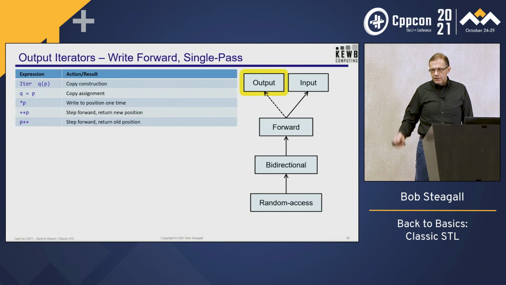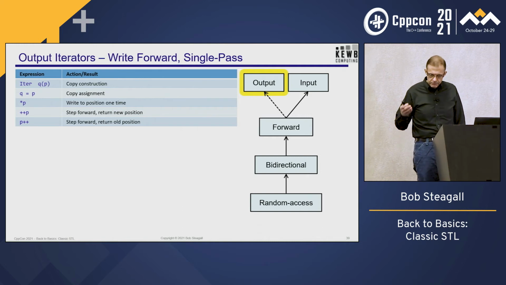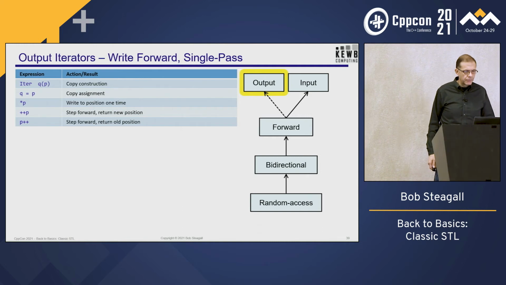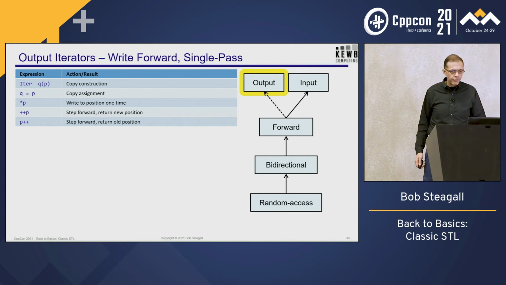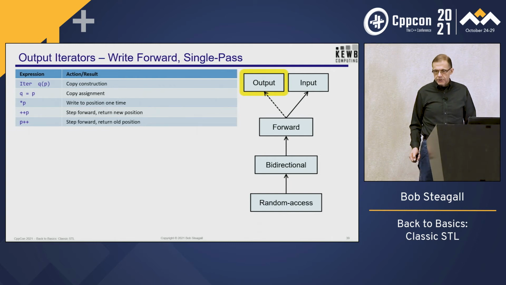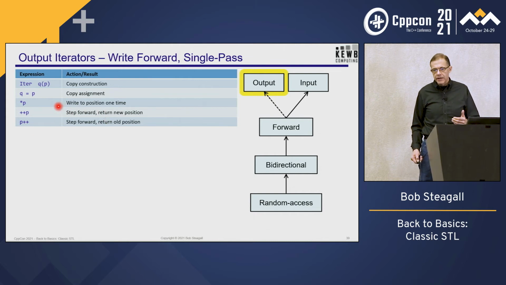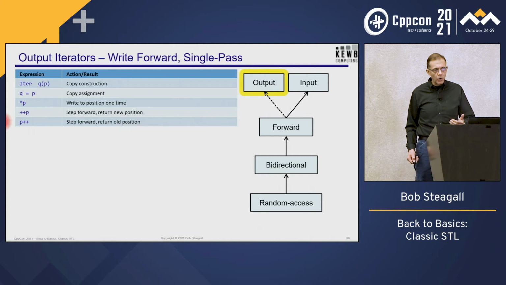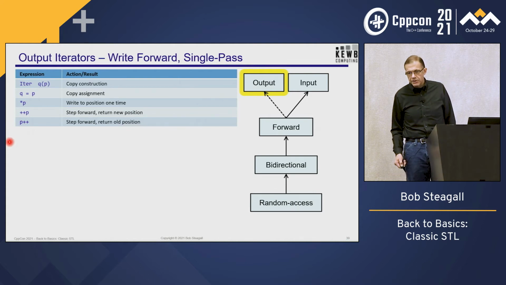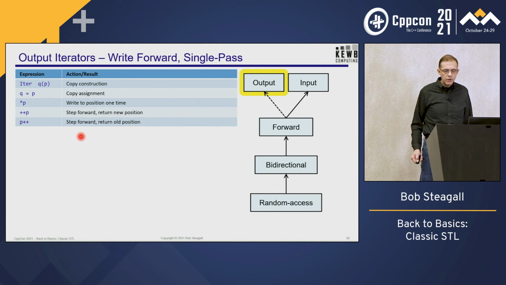So now let's build up the iterator interfaces from bottom to top. Let's start with output iterators, which are write, forward, single pass. Here's a little table of their capabilities and the interface that the standard guarantees that they provide. You have copy construction and copy assignment. You can write to a position one time. By dereferencing the iterator, you can use that dereference one time. And you can step forward, returning a new position, or you can step forward and return an old position.